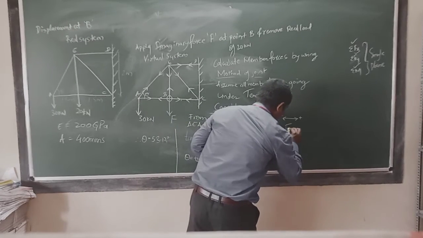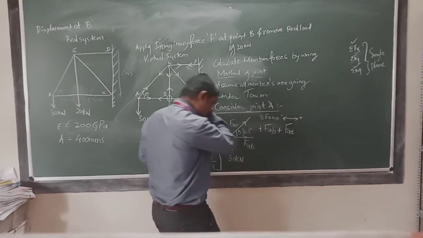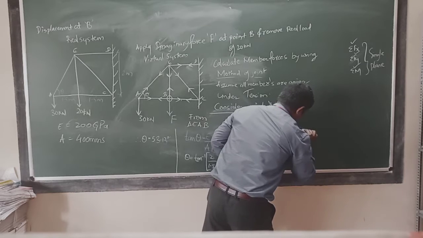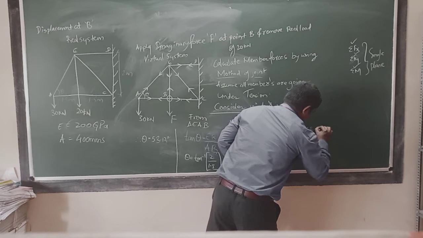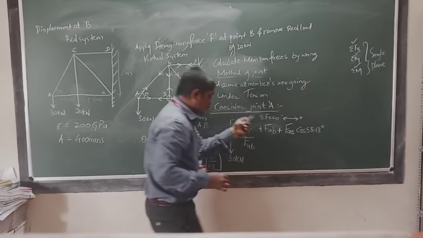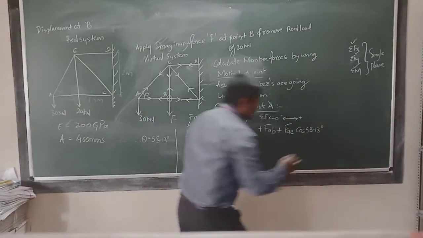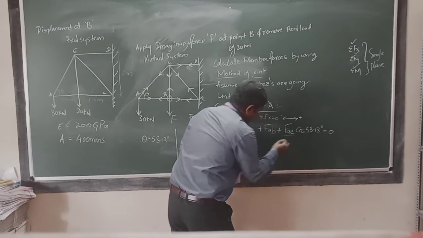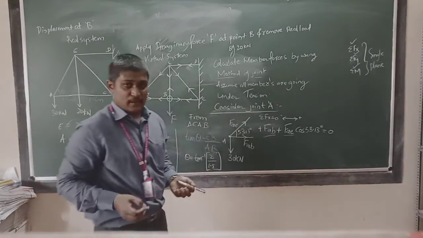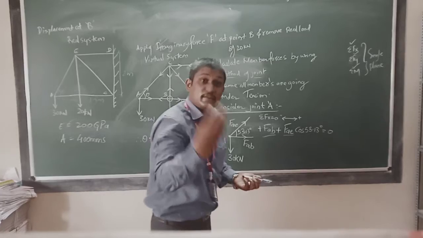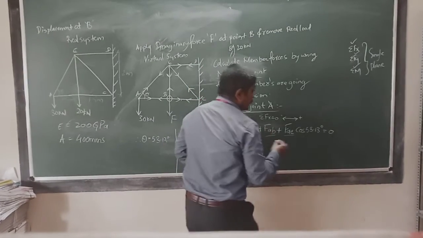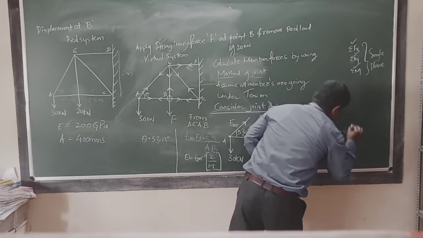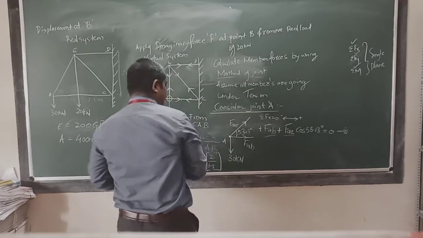Then FAE cos 53.13 degree. Any other horizontal force is there? No. So is equal to, equate it to 0. Now if you see in this AE as well as AB, both are unknown. Okay, in one equation only two unknowns are there, so it is not possible to solve here. So let us keep this equation as equation number 1.